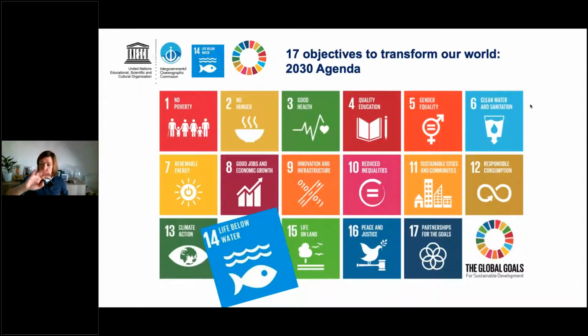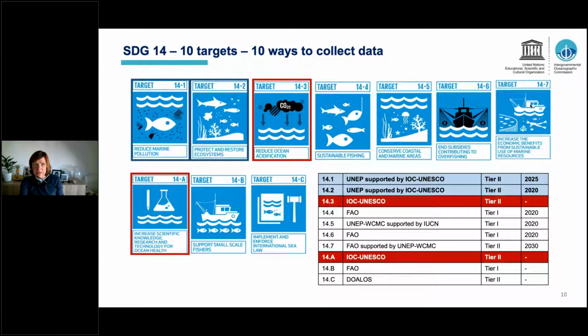So coming back to those 17 goals and particularly goal 14, ocean acidification is already, since 2015, well represented in that, and this is via one of the SDG 14 targets. SDG 14 has 10 targets, and 14.3 focuses on the reduction of impacts of ocean acidification, and IOC is custodian agency for that. I will explain in a second what custodian agency means. We are also custodian agency on 14.8, to increase scientific knowledge, research, and technology for ocean health, and of course those are closely interlinked with increased capacity building.